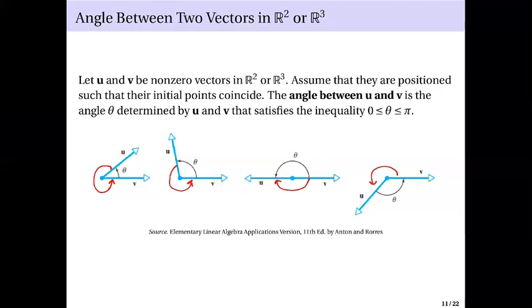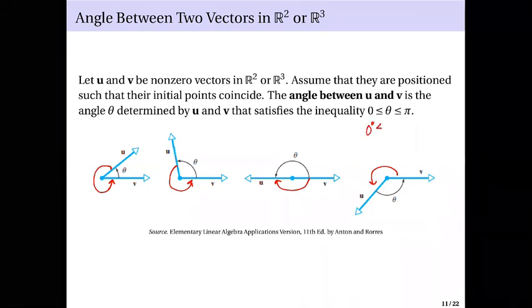So it is the smaller angle between the two vectors that will be the angle between the two vectors, which means the angle satisfies this condition: 0 less than or equal to theta less than or equal to pi, or in degrees, 0 degrees less than or equal to theta less than or equal to 180 degrees.